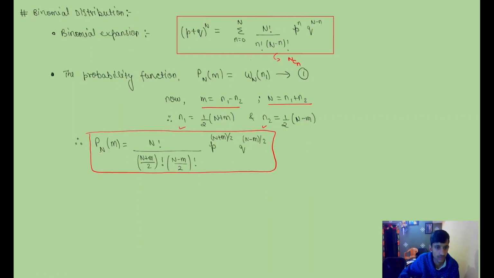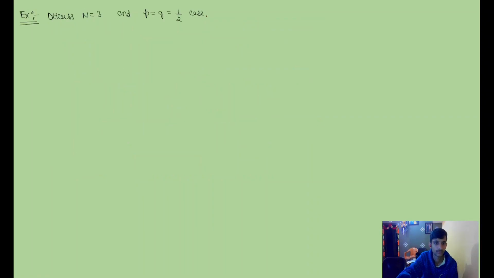So by just knowing the total number of steps and the net displacement, just by knowing these two things, you can find out the probability of finding the drunk man at a particular location. Okay, so we will be using this formula. So this is the important one.